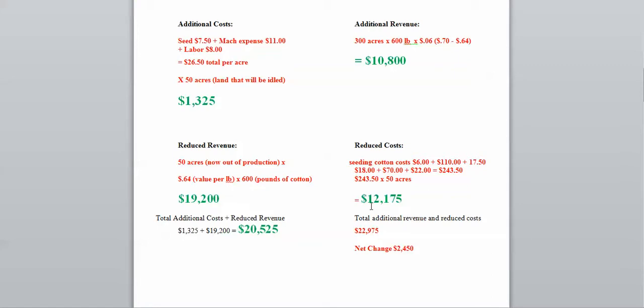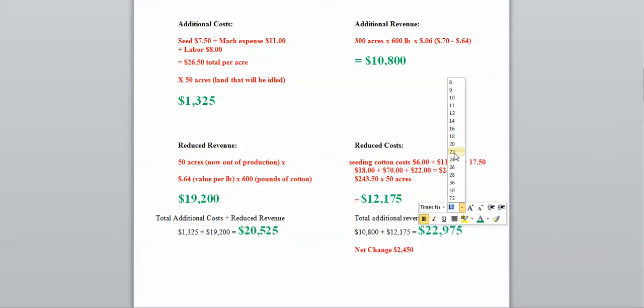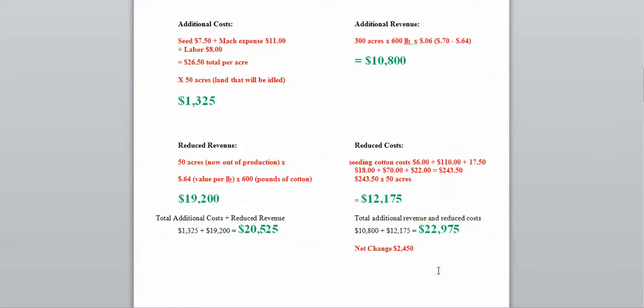We reduce our cost by $12,175. When we add the two benefits together, we end up with $22,975.